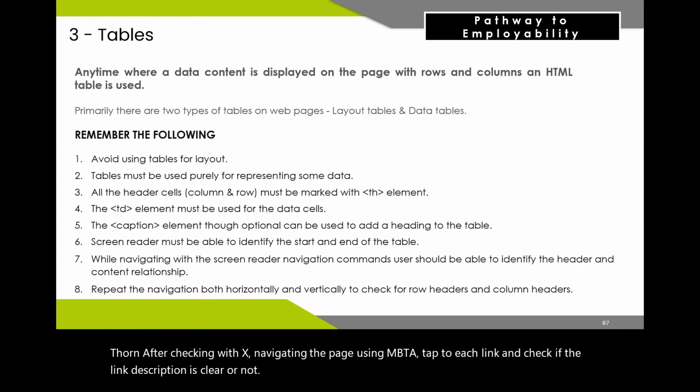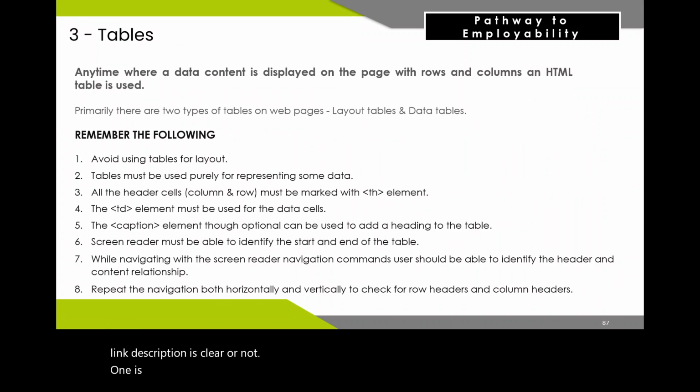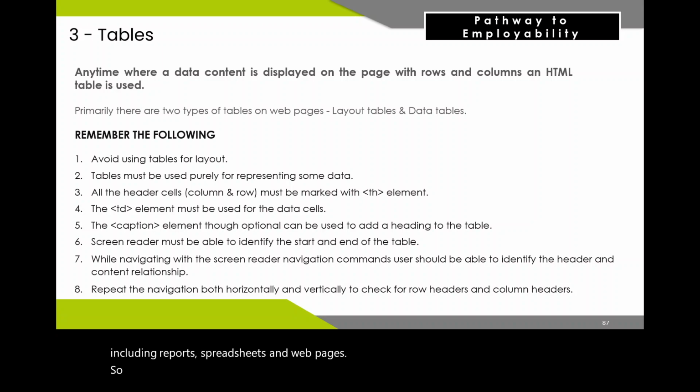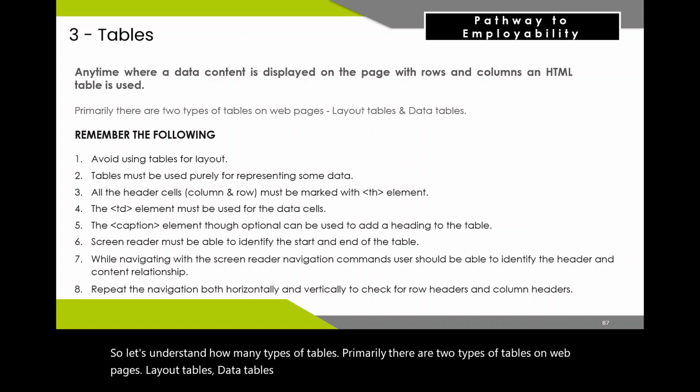What is a table? A table is a way of organizing data in rows and columns, often used to present information in a structured and easy-to-read format. Tables are commonly used in many different types of documents, including reports, spreadsheets, and web pages. So let's understand how many types of tables. Primarily there are two types of tables on web pages. Layout tables. Data tables.